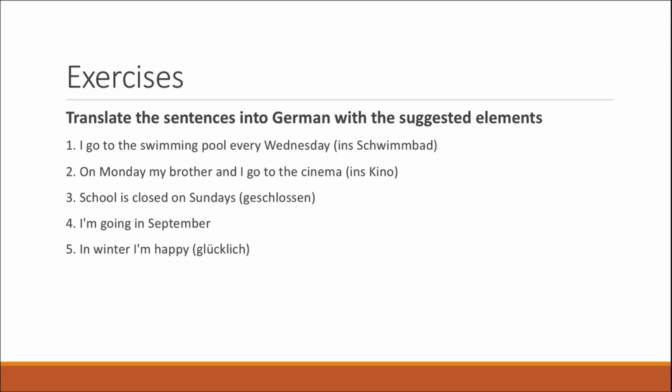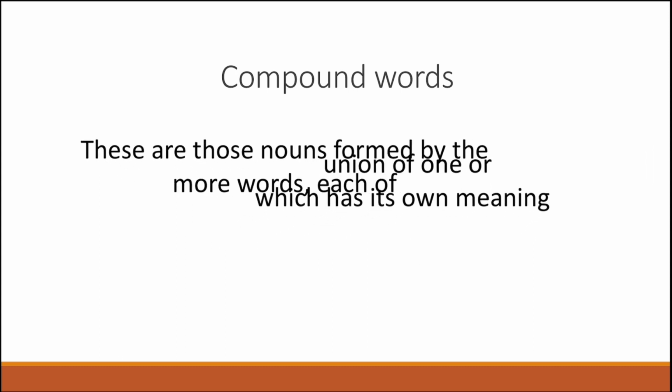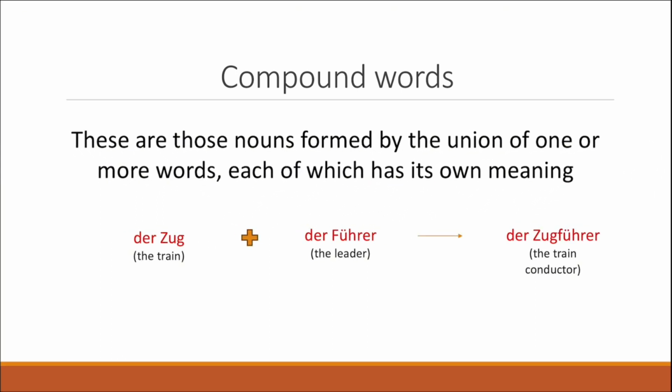Now, in the beginning, we said that we were also going to talk about compound words or compound nouns, so we're going to talk about that. Now, what are compound words? Compound words are basically those nouns which are formed by the union of one or more words, each of which has its own meaning. And this is something which happens a lot in German, because you basically have two different words, such as in this example, der Zug and der Führer, which mean the train and the leader.